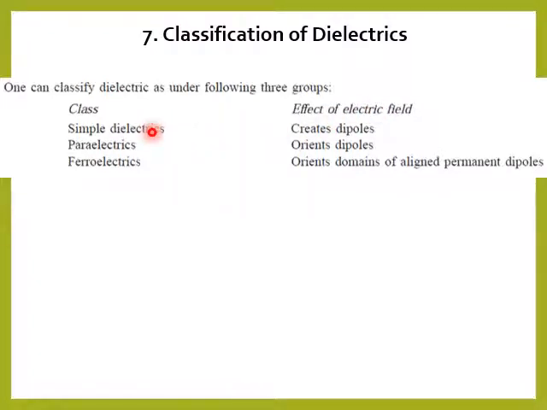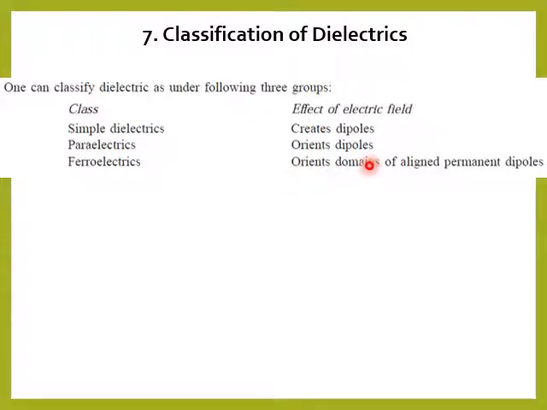In simple dielectrics, under the influence of electric field, dipoles are created. This means one part of the molecule becomes partial negative and other parts of the molecule become partial positive. The creation of dipoles takes place in the presence of an external electric field. In the paraelectric materials, the permanent dipoles are already present, and under the influence of electric field, these dipoles orient themselves in certain alignment.